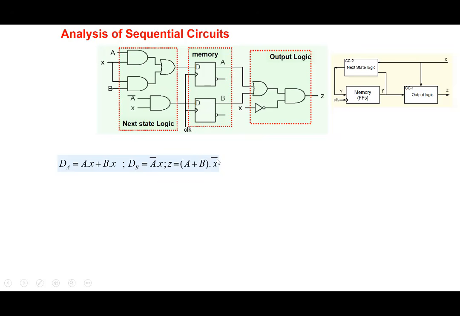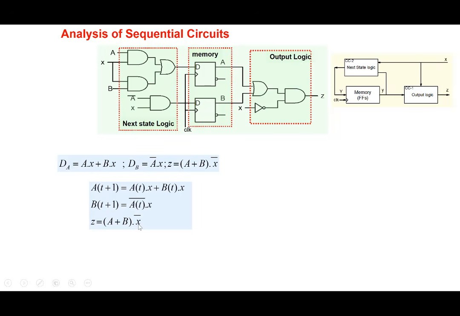So we can write down these equations. Let's say the present state A is A at the present time T, and T plus 1 denotes the next clock cycle. The next state of the system will be whatever the D value is. Once the clock cycle comes, whatever is at D will go to A. So A(T+1) is given by this equation. And DB will determine the next state of flip-flop B, so B(T+1) is A bar(T) times X.